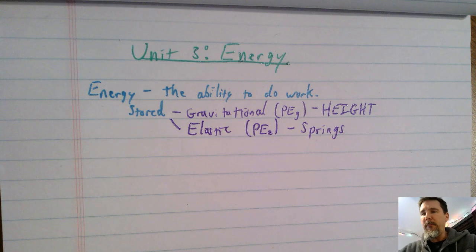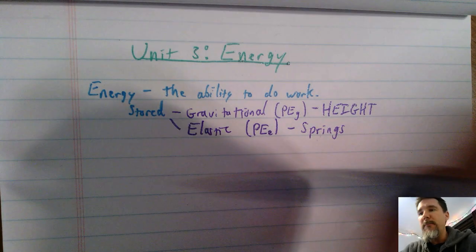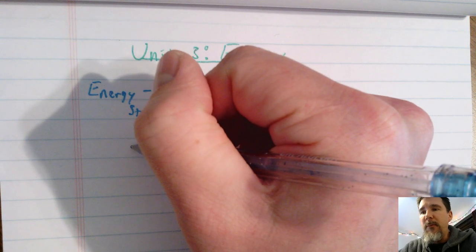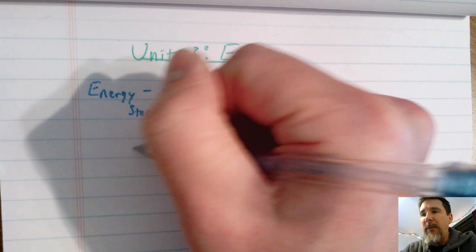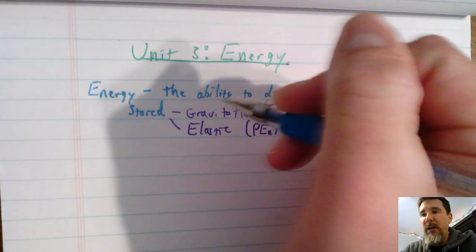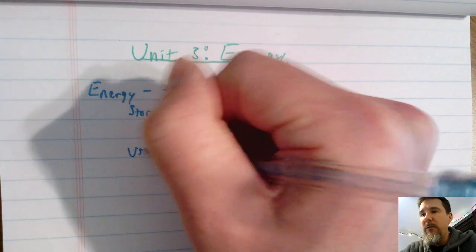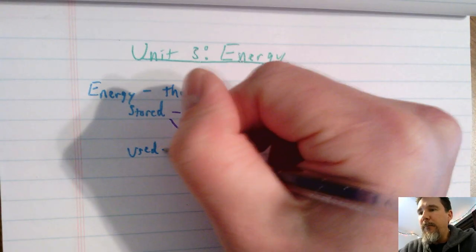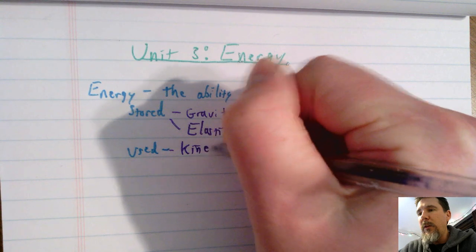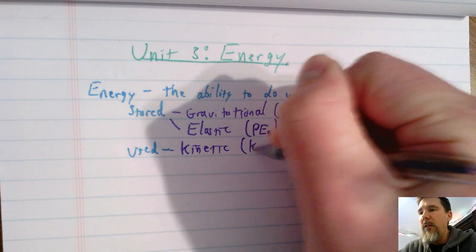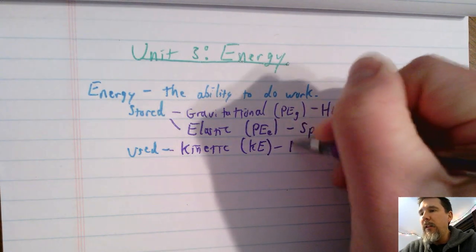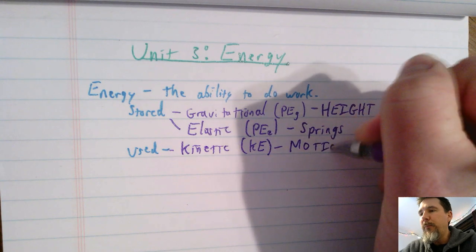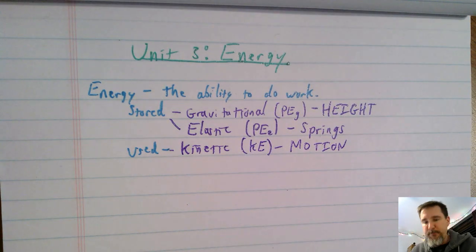So now, like I said, what are we doing with that energy? Well, we're going to use it and we're going to create some motion. And that motion is just kinetic energy. So it's going to be used. Like I said, we call that kinetic energy, or KE, and that is motion or movement or whatever.